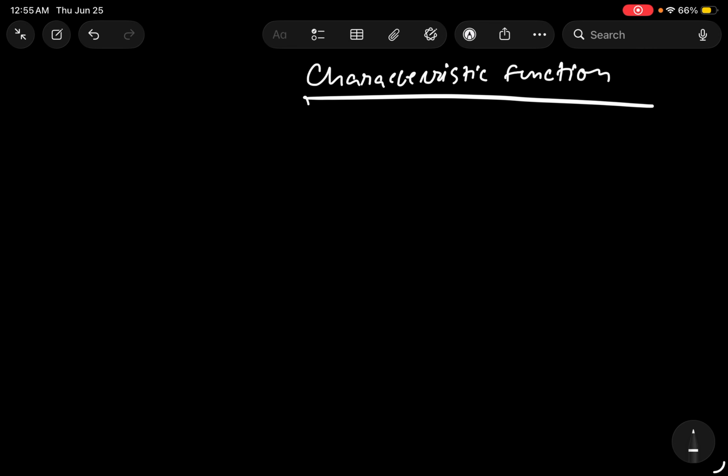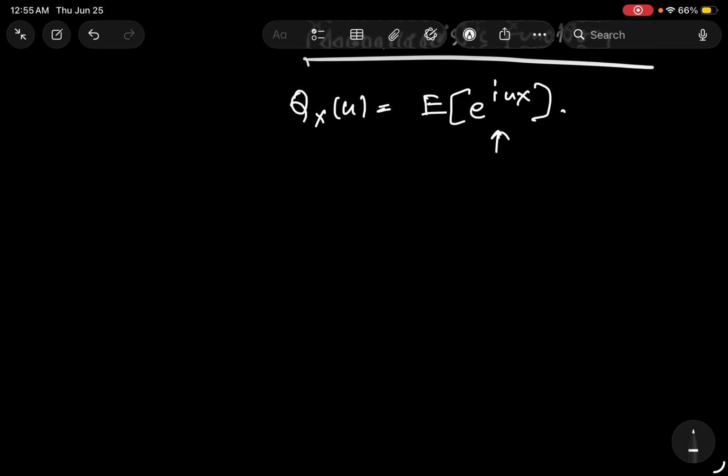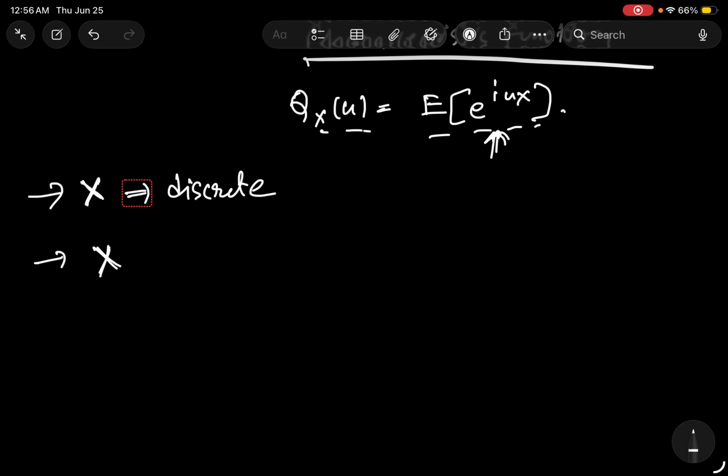So first let's look at a typical structure of a characteristic function. This is how it looks, but we're gonna take a detour and understand what these terms actually mean. Let's say you have a random variable x and assume this is discrete, and then you have another scenario where you have a random variable but this is continuous, right?